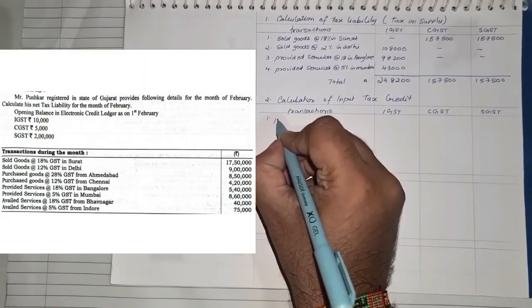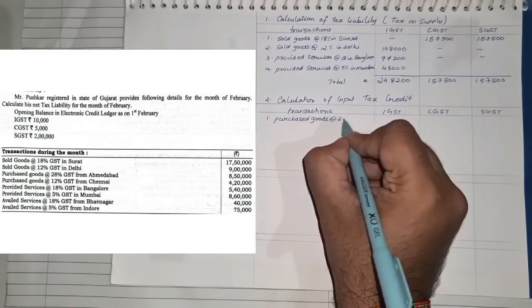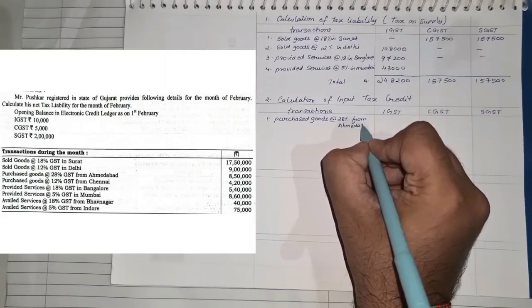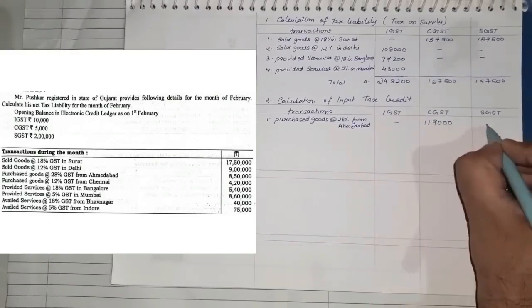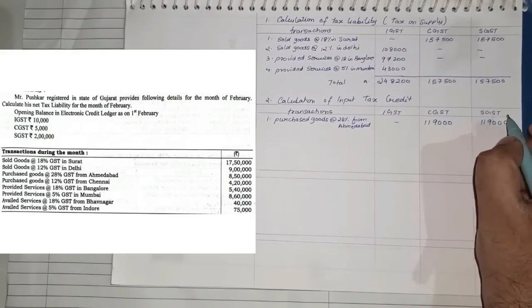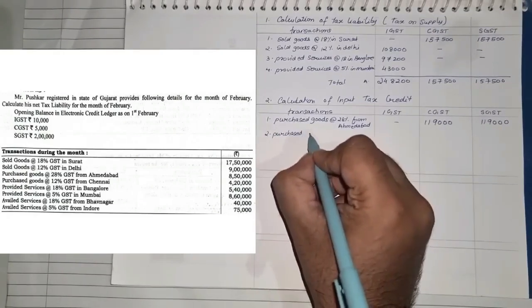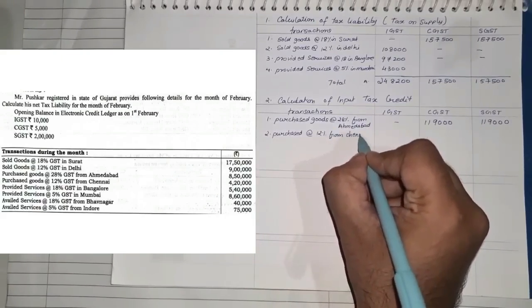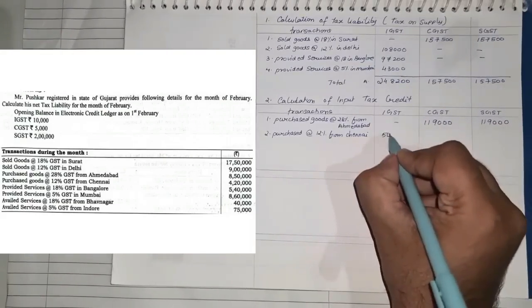So I'll write here: purchase goods at 28% from Ahmedabad. So 14% each. The value is 8,50,000 into 14%, which is 1,19,000. Next is again a purchase from Chennai. The second thing is purchase from Chennai. So I write here: purchase at the rate of 12% from Chennai. The value of goods was 4,20,000 into 12%, which comes to 50,400.